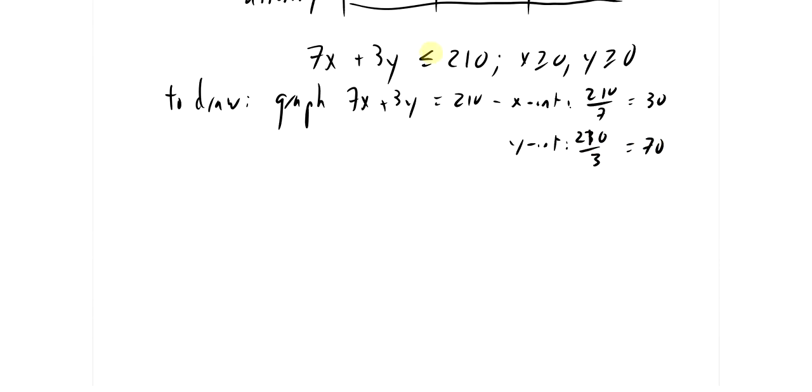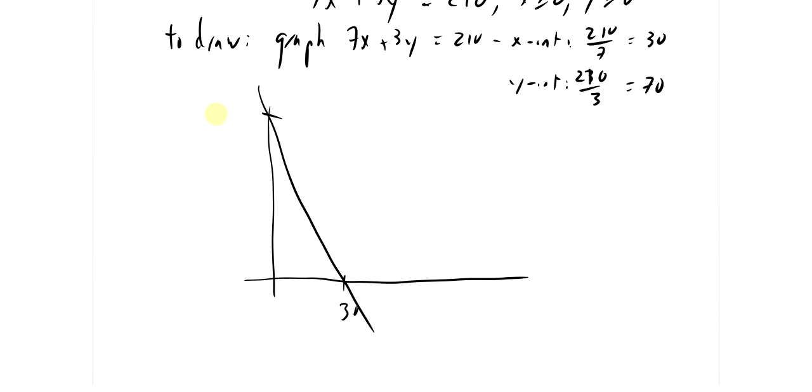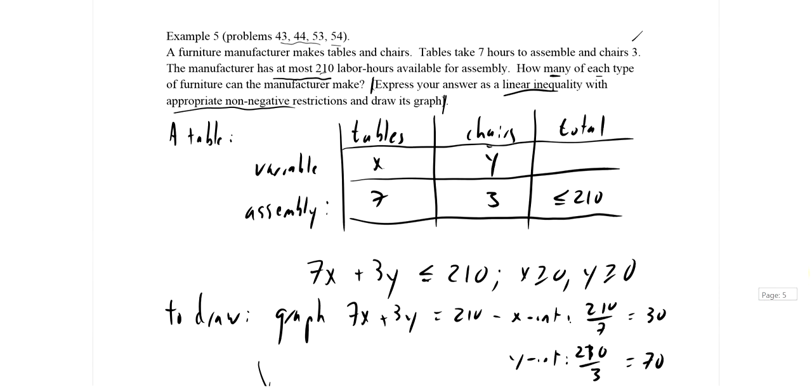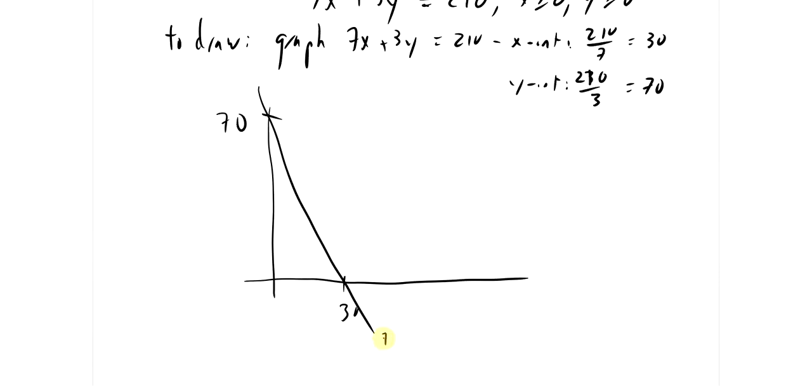Okay, less than or equal, so that means we want a solid line. X greater than or equal to 0, y greater than or equal to 0, that means we want only the first quadrant. So x-intercept is 30, y-intercept is 70, so that'll be up here somewhere. Great. So that's what our graph looks like. Almost. We need to figure out which side we're interested in, right? That's the graph of the line 7x plus 3y equals 210.